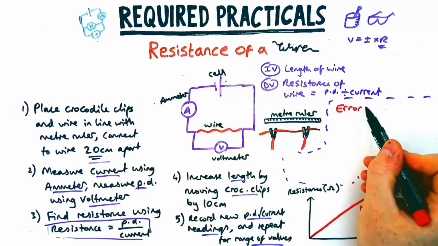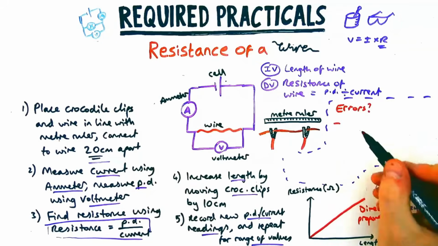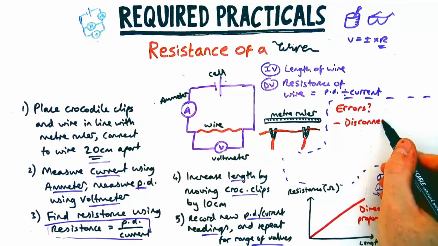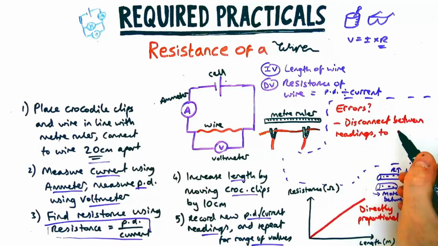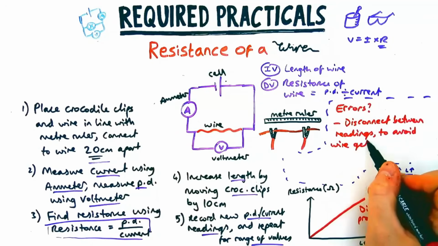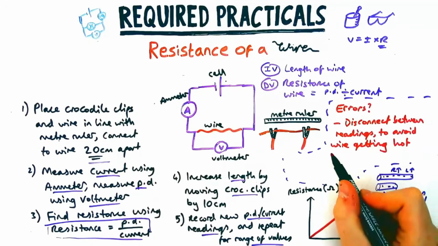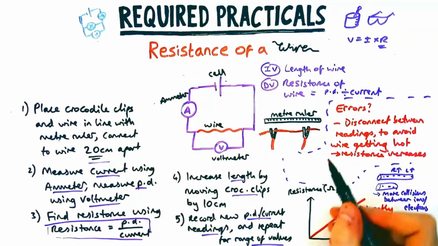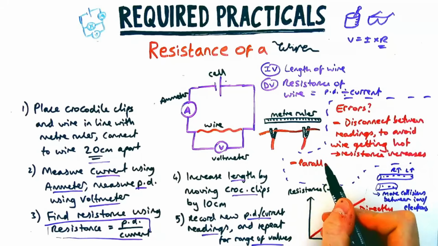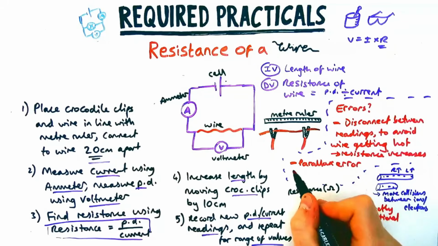Now, let's have a look at what kind of questions you can have about errors in this practical. The main one to look at is, to make it accurate, you disconnect the cell between readings to avoid the wire getting hot. If the wire gets hot, the resistance increases, which we don't want to happen. That's an external factor. We want to keep that the same.